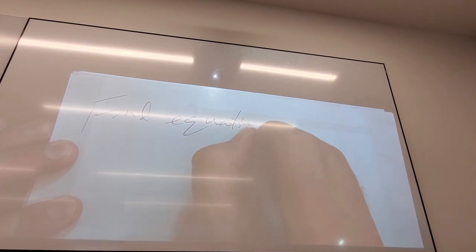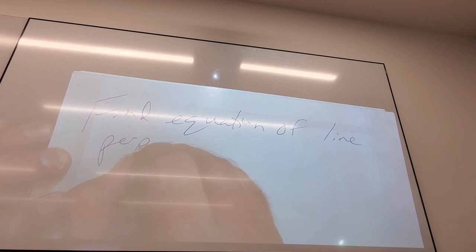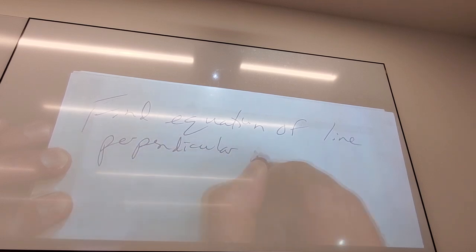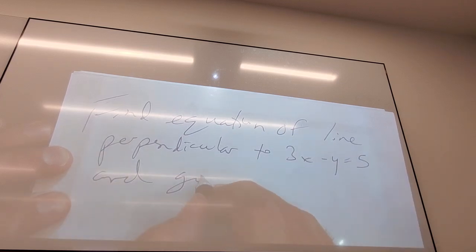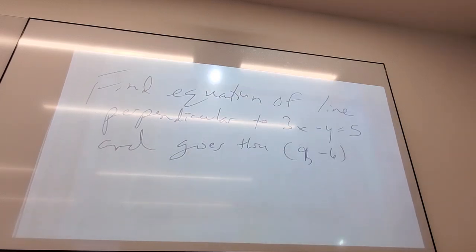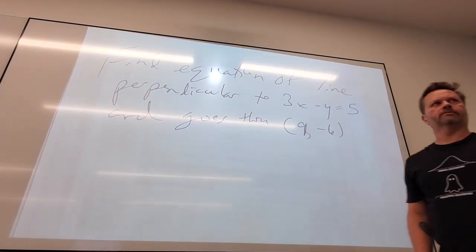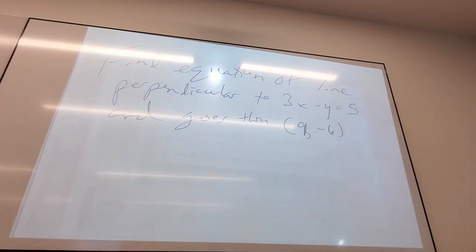But let's make this a little more interesting. Find the equation of the line that is perpendicular to 3x minus y equals 5 and goes through (9, -6). Yummy. See how this comes out. I kind of try to think ahead a little bit, but we'll see what I did.